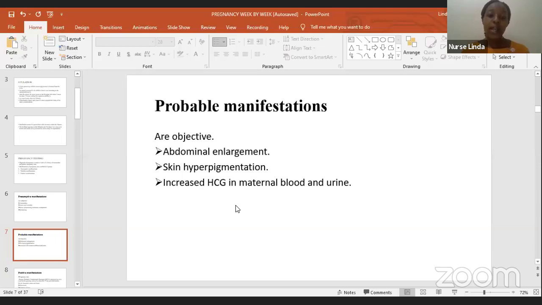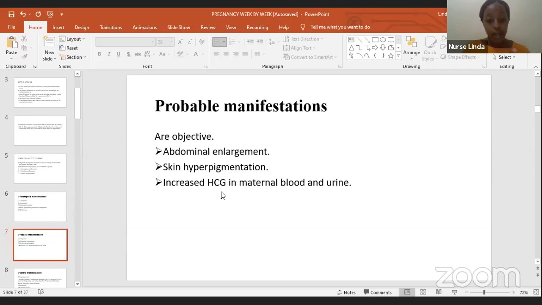We also have skin hyperpigmentation, and this is a darkening of the skin that is normally known as the face of pregnancy. Most women, when they are pregnant, will have a lot of changes in their skin, and it's normal, but all the same, it can also happen due to other reasons that are not pregnancy. So when you see a woman whose skin color is changing, it does not always mean they are pregnant. Now, next we have an increased level of HCG in maternal blood and urine.